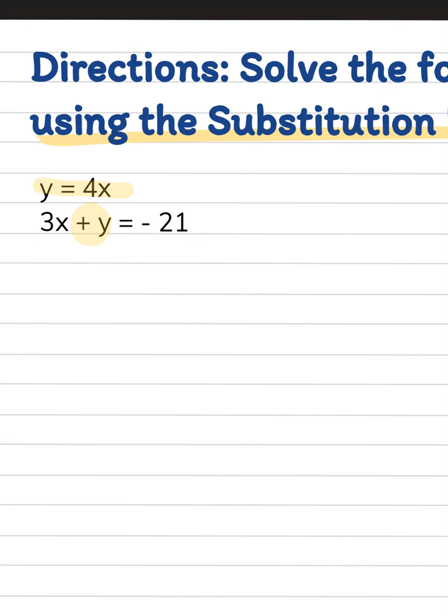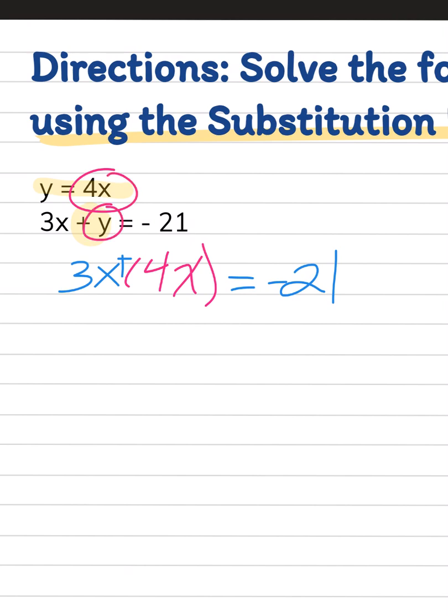So we have 3x, and then I'm going to substitute in that 4x. Don't forget we're adding, right? So there's a plus right there. Equals negative 21. All I did is I took that 4x and replaced it with the y, because it's substituting in the spot.